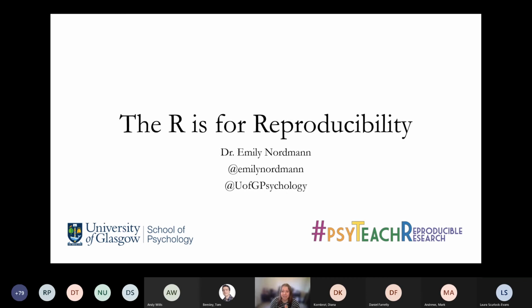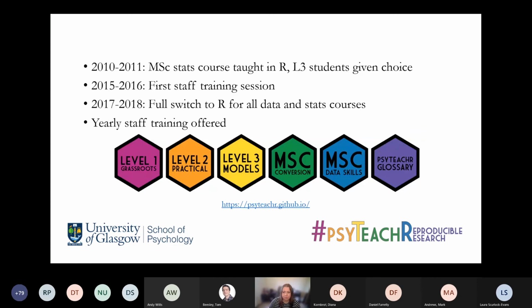And in this session, my main aim is to convince you that despite the focus of today's talks, the R in PsyTeachR is actually for reproducibility, and that it's reproducibility that should always be the driving force behind any curriculum changes rather than focusing on the tool that we're using.